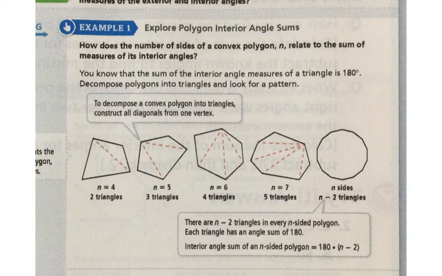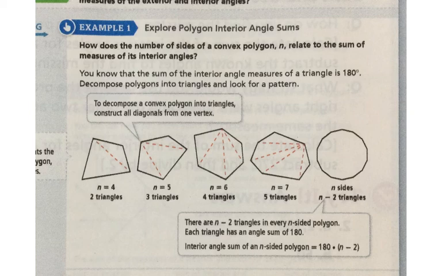Okay, then we look at the next one. This one used to be a five-sided figure, and the five-sided figure has three triangles in it. So it would be 540 degrees total. Look at the six-sided figure. How many triangles were inside of it? Four. In the seven-sided figure, there were how many triangles? 5.